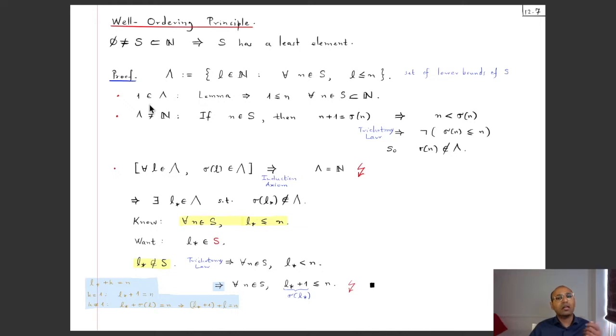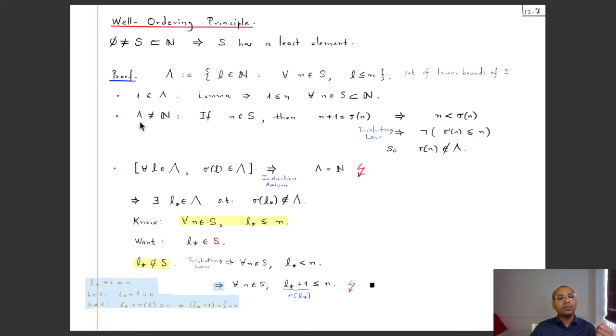So let's first start by showing these properties of lambda. So first of all, we claim that 1 belongs to lambda. Well, for that to hold, 1 should be a lower bound of S. In other words, 1 should be less than or equal to n for every n belonging to S. But by the lemma just shown, we know that 1 is less than or equal to all natural numbers n. So in particular, all the natural numbers which lie in S. So 1 belongs to this lambda.